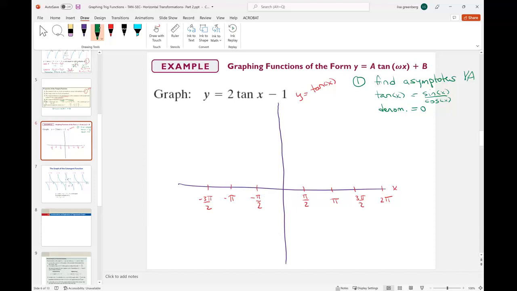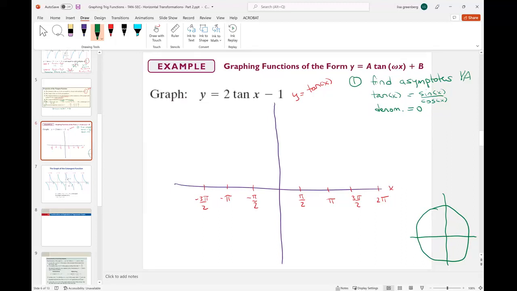So where does cosine equal 0? Again, we look at our unit circle. Where does cosine equal 0? Pi over 2, right? Right, pi over 2. And we have an asymptote at negative pi over 2, and 3 pi over 2, and negative 3 pi over 2, and on and on. Okay, so first step, asymptotes.